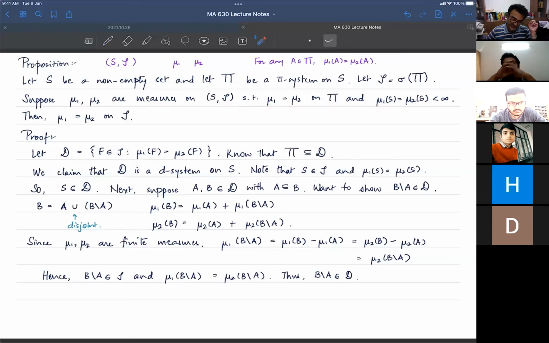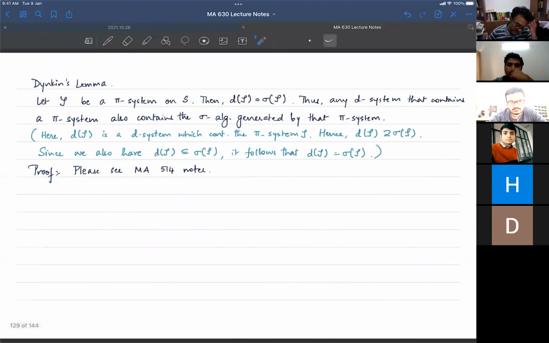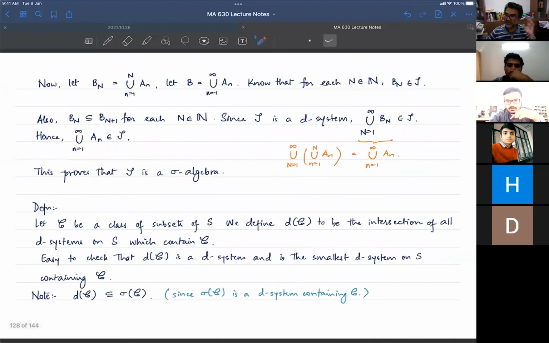What this proposition is saying is, suppose this smaller family is a pi system. Suppose the sigma algebra generated by this pi system is in fact script S. And suppose mu1 of S and mu2 of S are both finite and the same number, then yes, equality of mu1 and mu2 on pi is enough to ensure that mu1 and mu2 are the same on all of script S. So these are two ways to motivate what we're about to talk about. Any questions so far?